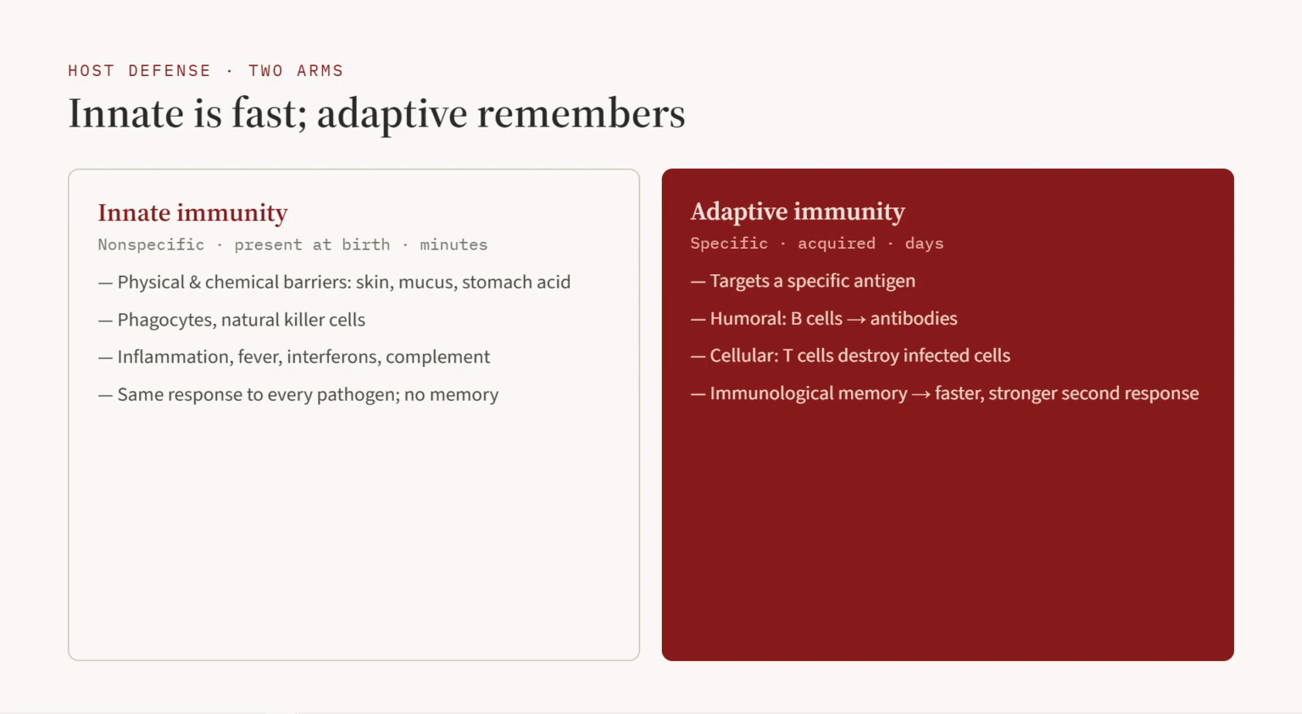Adaptive immunity is the opposite. It's specific, it's acquired over time, and it takes days to ramp up. It has two branches: humoral immunity, where B cells make antibodies, and cellular immunity, where T cells destroy infected cells. And its signature feature is memory. After the first exposure, a second encounter with the same antigen triggers a faster, stronger response. That's exactly how vaccines work.